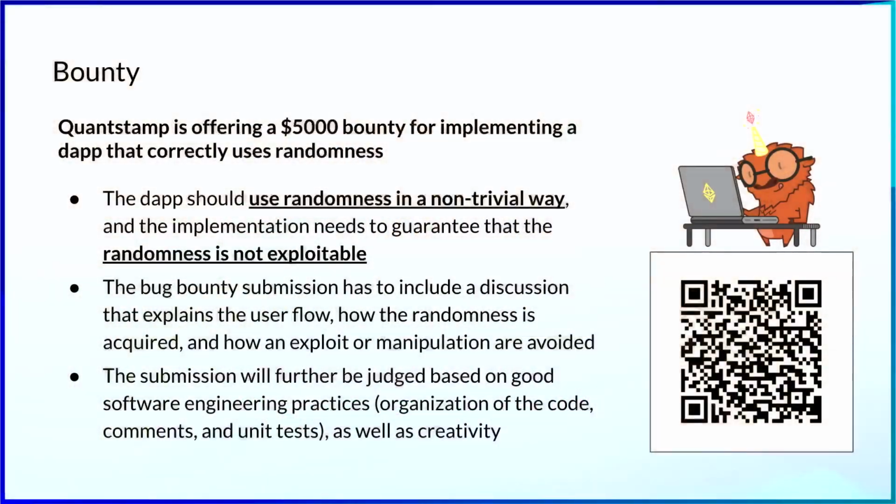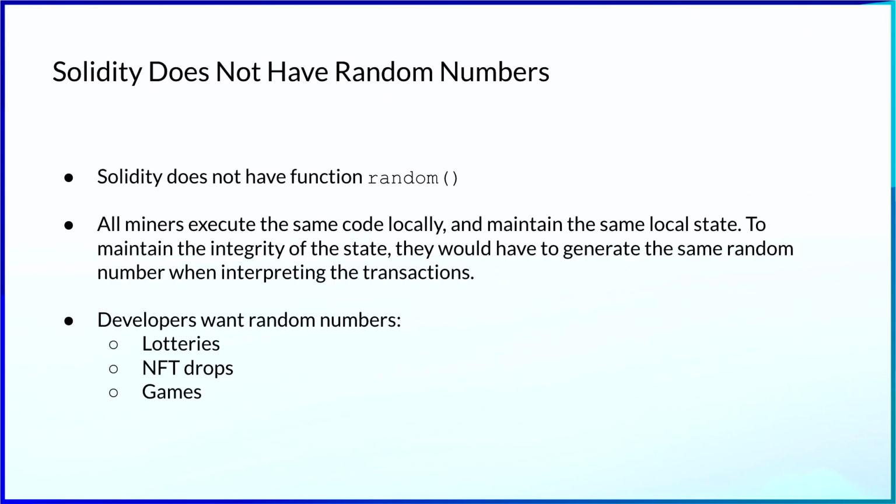All right. So our bounty is about randomness. We are asking that you develop an app that uses randomness on chain in a non-trivial way, so that this randomness is not exploitable. There is a QR code that leads to a blog post about what you should be doing with randomness, and on the official Ether website you can find the write-up for the bounty as well.